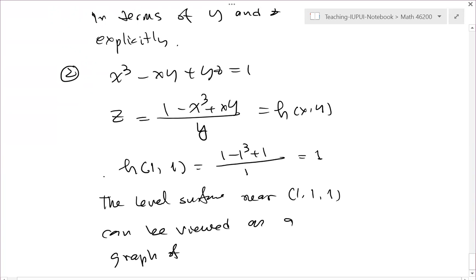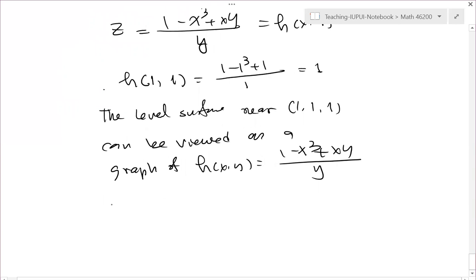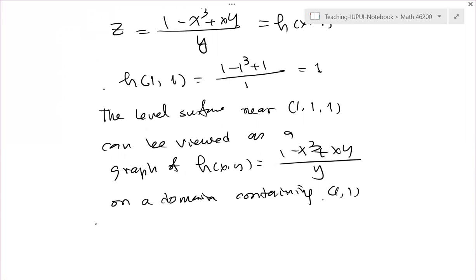as a graph of h. So h is going to be this, on an open set, on a domain containing the point x and y, which is in the xy plane. Okay, so it's clear, right?